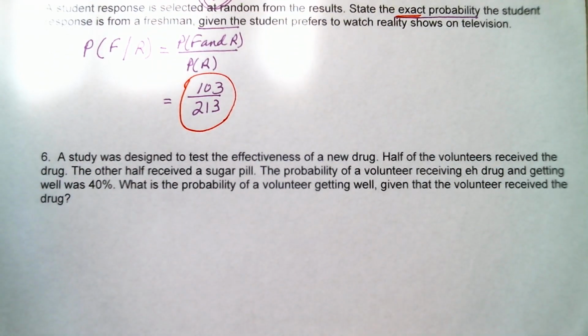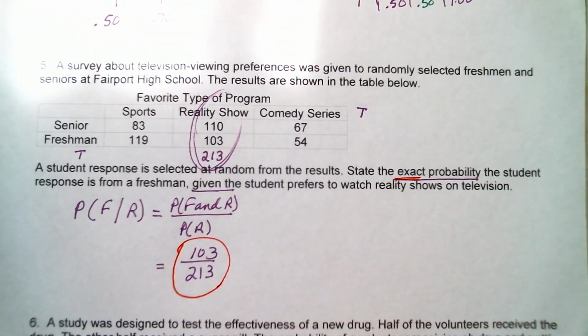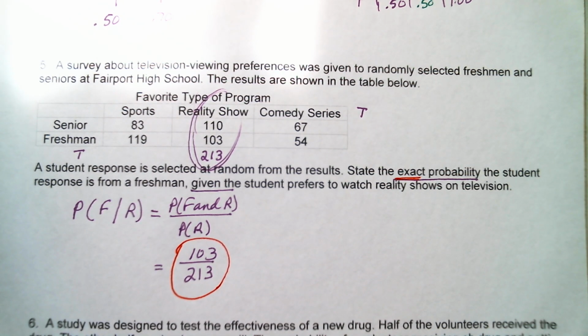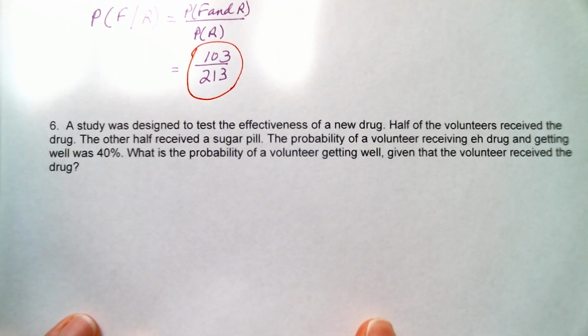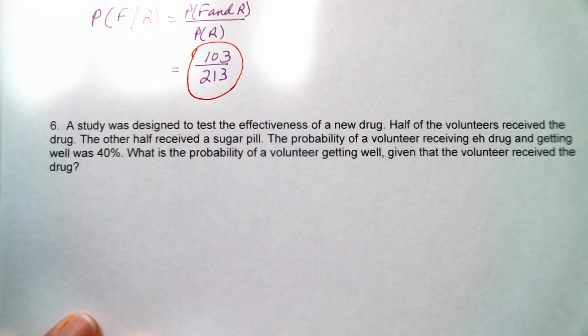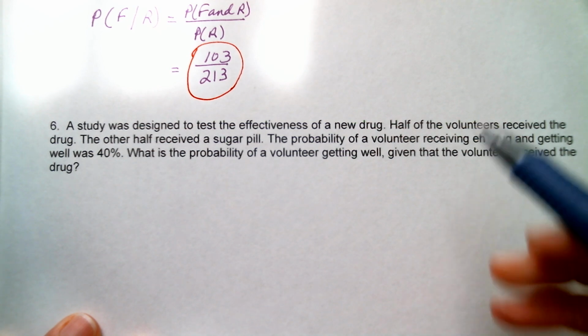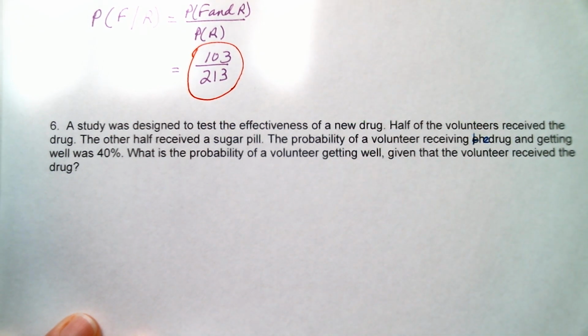Since that was already given to us in a table, we're just going to work with the table. Not going to try to convert that to a Venn diagram. Number six, a study was designed to test the effectiveness of a new drug. Half the volunteers received the drug, the other half received a sugar pill. The probability of a volunteer receiving the drug and getting well was 40%. What is the probability of a volunteer getting well given the volunteer received the drug?